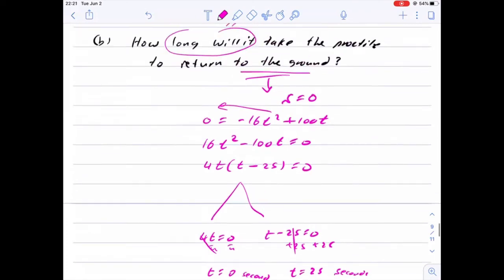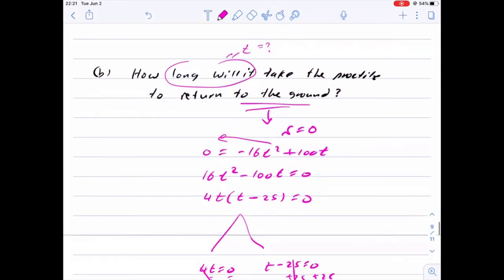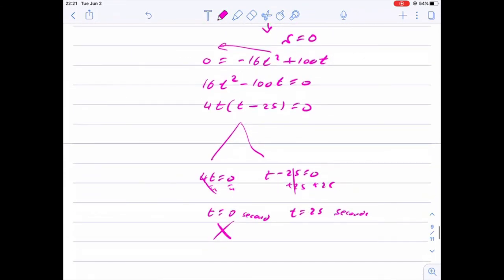So 0 seconds is not acceptable because we are talking about returning to the ground, and that cannot be at time 0. Time 0 is the time when we started projecting the projectile, the object. So this cannot be the solution. The solution will be t equals 25. Sorry, here this should be 40. So 40, and we divide by 4, which can be written as 6.25 seconds. So this is the correct answer.